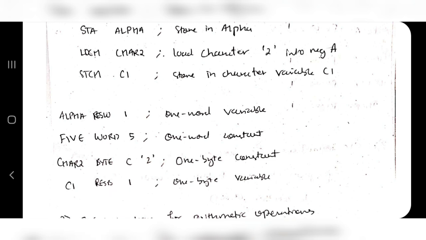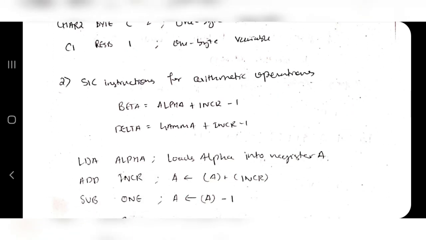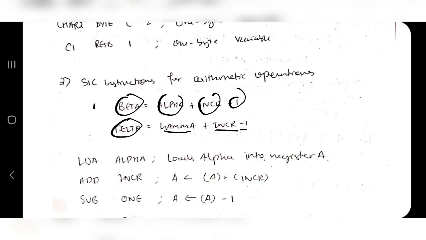The other one is SIC instructions for arithmetic operations. In arithmetic operations, suppose you have to perform the following: beta is equal to alpha plus increment minus 1, and delta is equal to gamma plus increment minus 1. You have to write the instructions for these two operations.